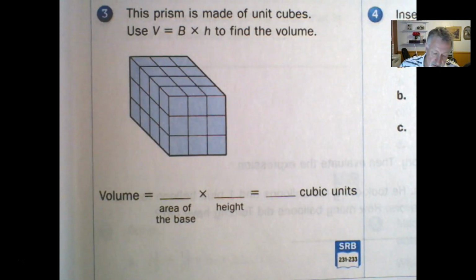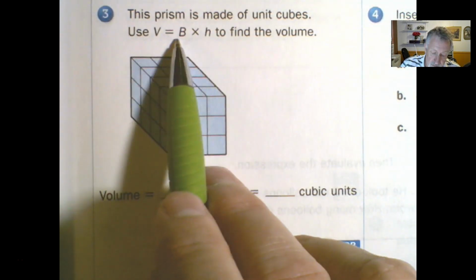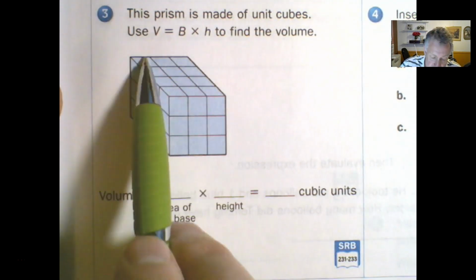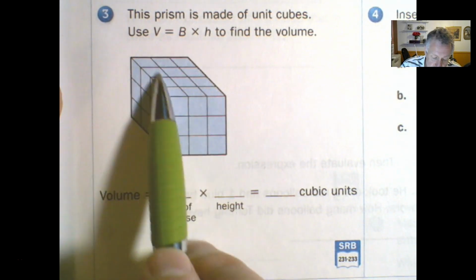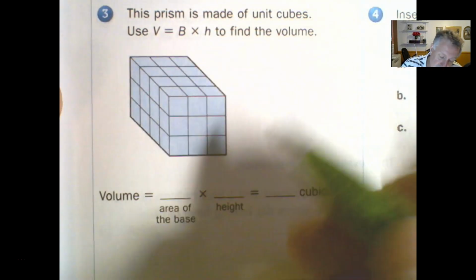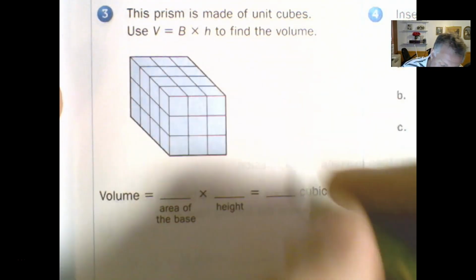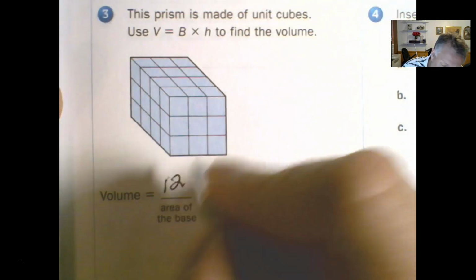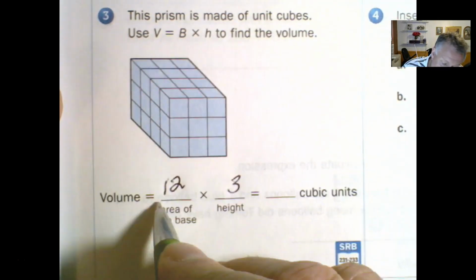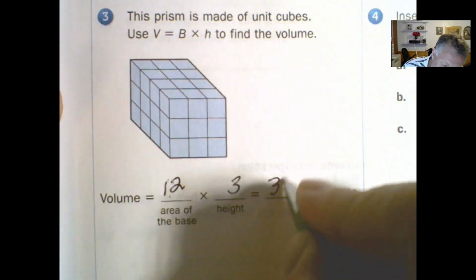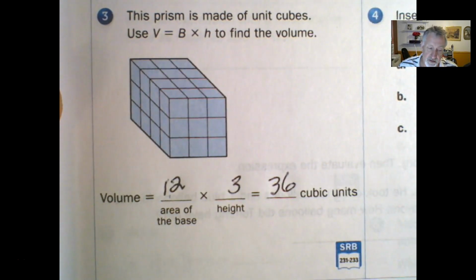Okay, number 3, volume equals base times height. So we can see if we have a 3 by 4 layer, each 3 by 4 layer is 12, and we have 3 layers. 12 times 3 is 36 cubic units.